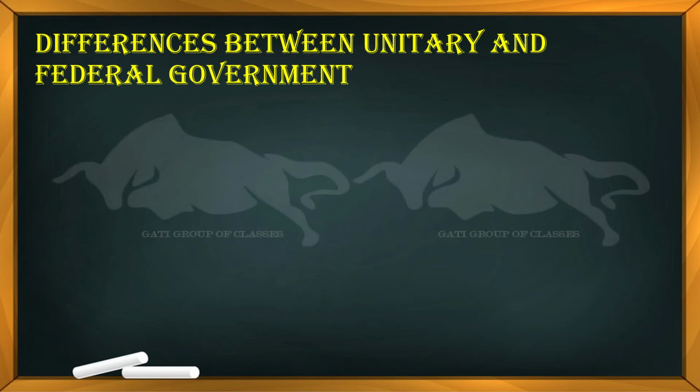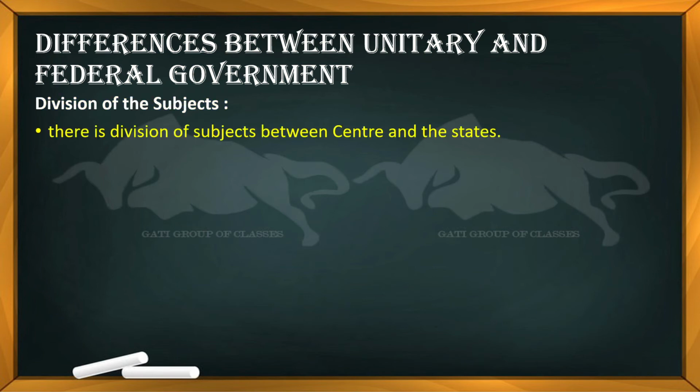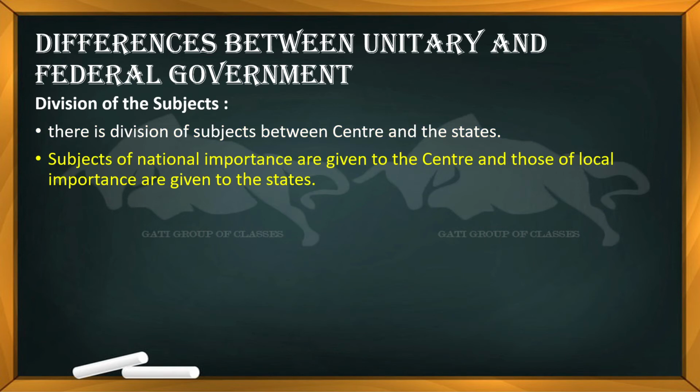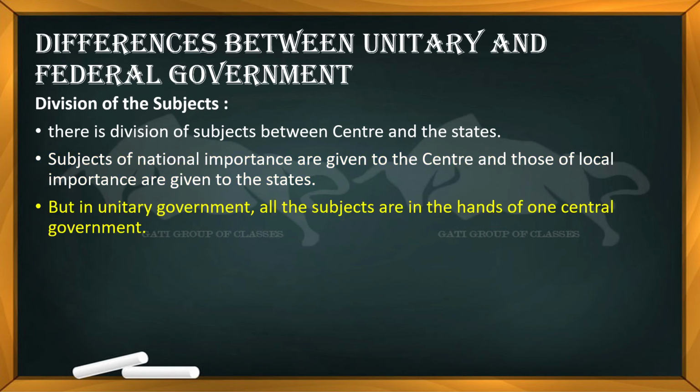Difference between the unitary and the federal government. This is our second topic of this video, that is division of subjects. First of all, there is a division of subjects between the center and the states. Subjects of national importance can be given to the central level government, and those for the local government can be given to the state government. But in the unitary government, all the subjects are in the hands of only one central government. This is the difference between unitary and federal government.